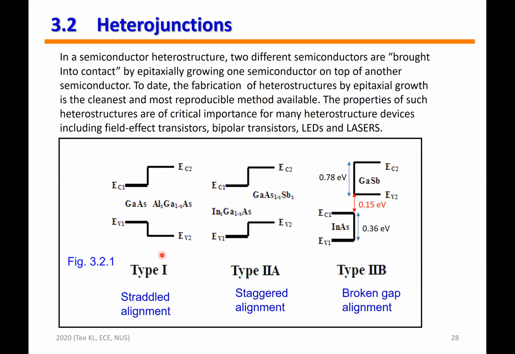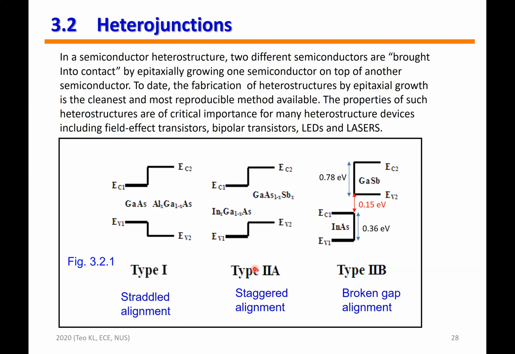So here we show three types of what we call the band alignment, when we bring two different semiconductors into contact. So in the energy diagram, if you grow, let's say, aluminum gallium arsenide on gallium arsenide, Mother Nature itself basically will develop this into a type 1 band alignment, where the small band gap material, gallium arsenide, is sandwiched by a large band gap material. Sometimes we call this a type 1 band alignment, or we call this the straddled alignment.